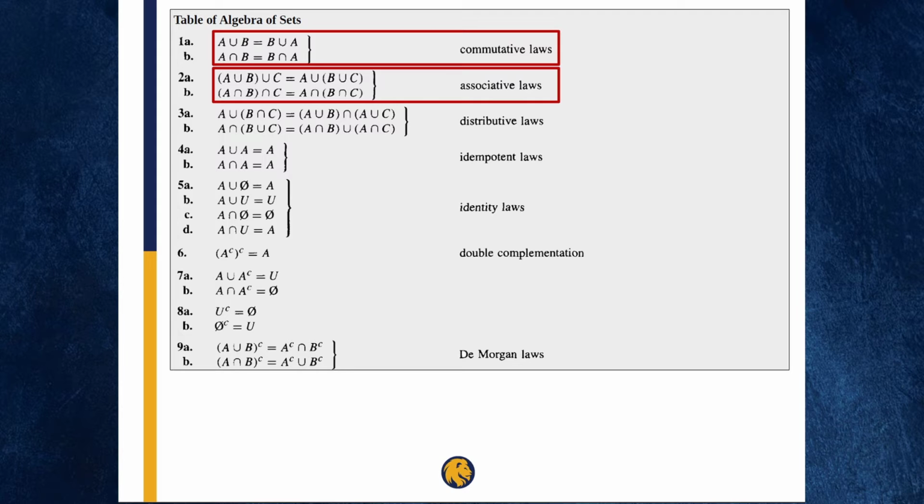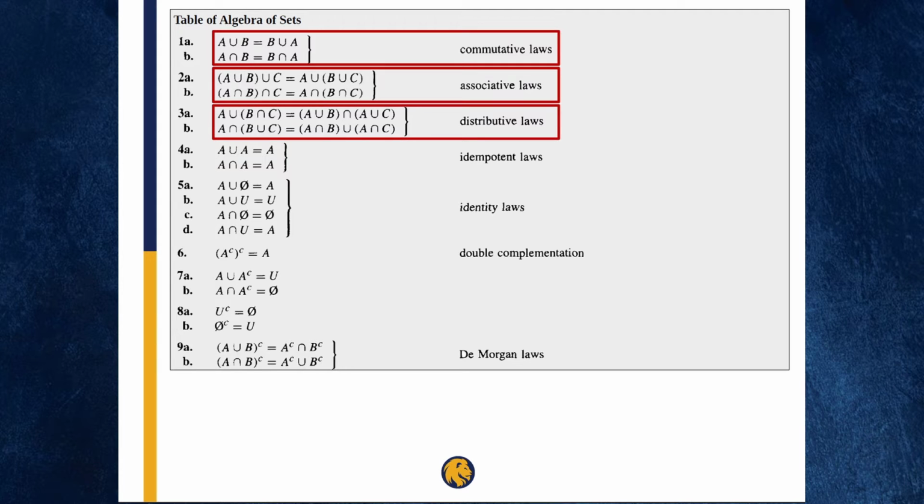Associative: union and intersection are associative. So for instance, A union (B union C) in parentheses is the same thing as (A union B) union C. We can reorder the union operations, either do an A union B first or B union C first, and either way we'll come out with the same thing. That's what we call associative, and it also works in the same way with intersections.